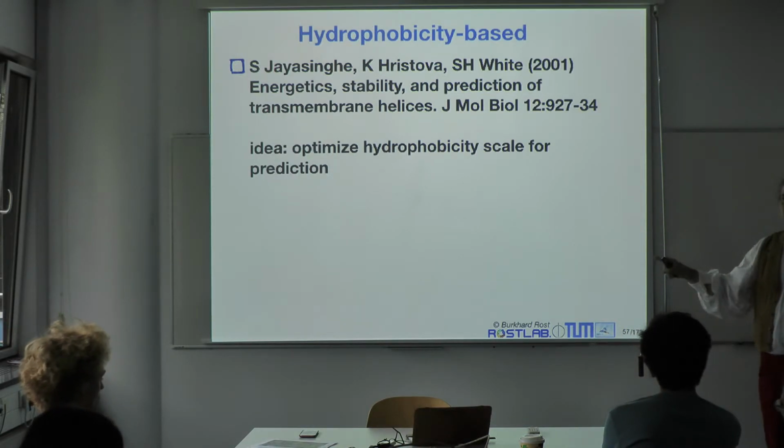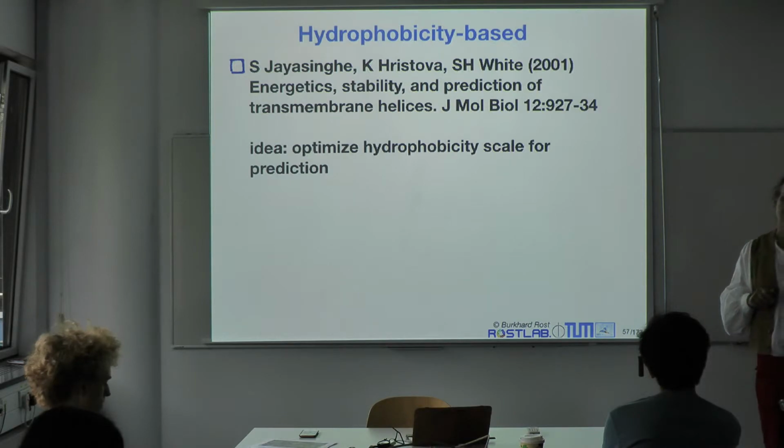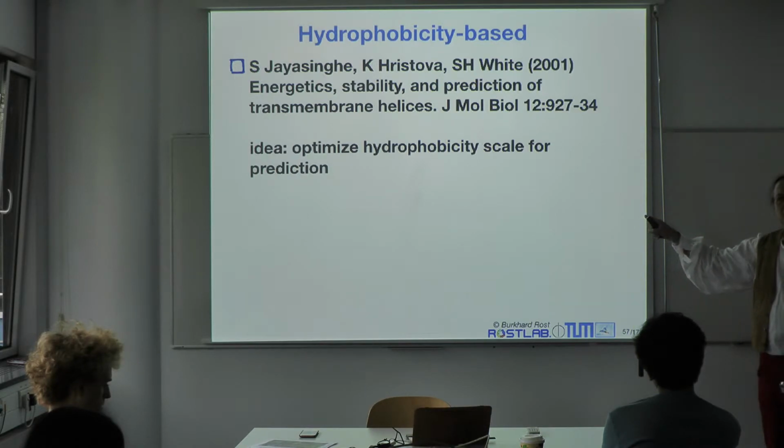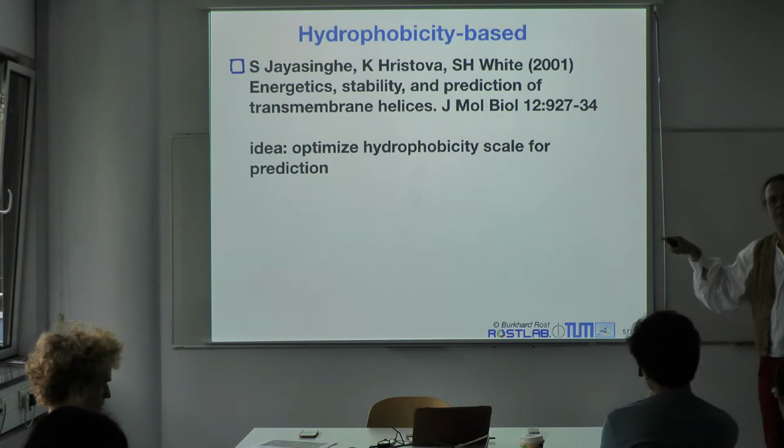Now my question to you is, what you said is you derive a probability for a particular residue to be in a membrane helix versus not. And here I say we, in fact, decide upon what we call a hydrophobicity scale to optimize prediction. Are these two different things?